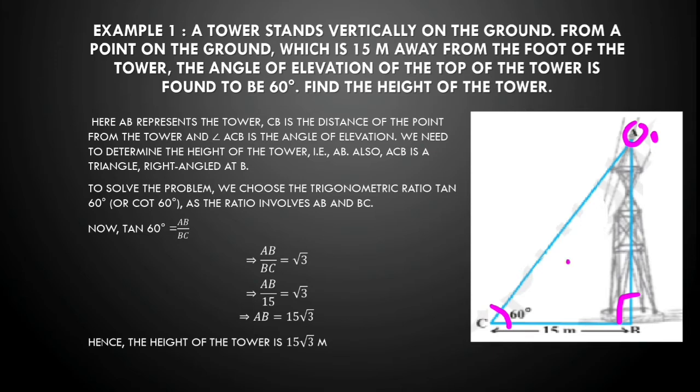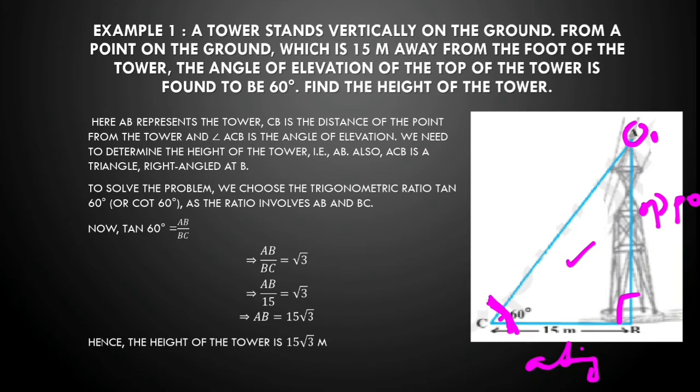Now this is a right angle triangle. I have to use this 60 degree, that means we will consider this angle as acute angle. If this C angle is acute angle, you can write AB by BC is equal to tan 60 degree. Why? Because this is the opposite side and this is the adjacent side, and you know the formula that tan theta is equal to opposite by adjacent.